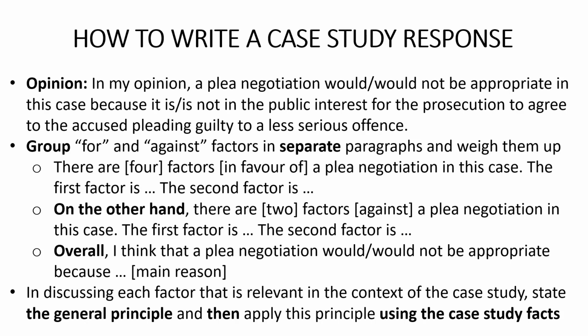Third, this should be followed by a separate paragraph in which you explain the factors against a plea negotiation in the context of the case study. To show that you are discussing the for and against factors, use a word or words of weighing up, such as however or on the other hand. The topic sentence for this paragraph would be something like, there are X factors against a plea negotiation in this case. You can then deal with each of these factors in turn.